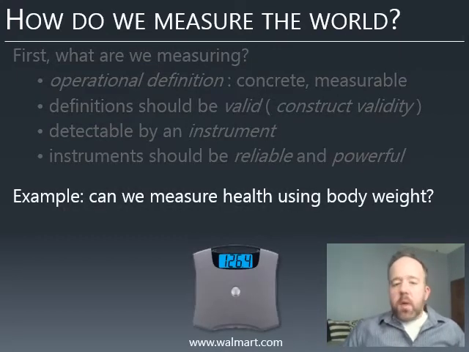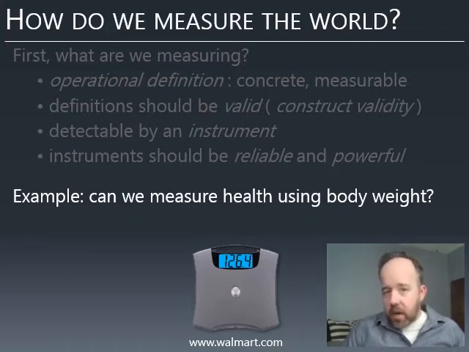So another example is the relationship between health and body weight. Body weight is often used as an operational definition for health. And it is concrete, and it is measurable. There are questions about how valid it is. Somebody could be healthy and have an array of body weights, and somebody could be unhealthy and have an array of body weights. Being severely underweight is dangerous, being severely overweight is dangerous.